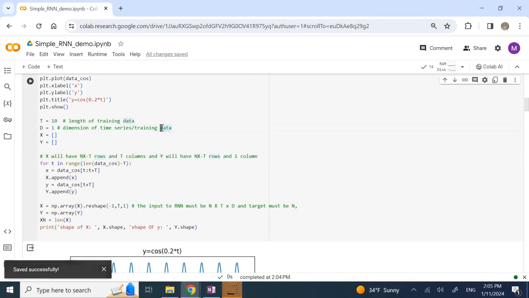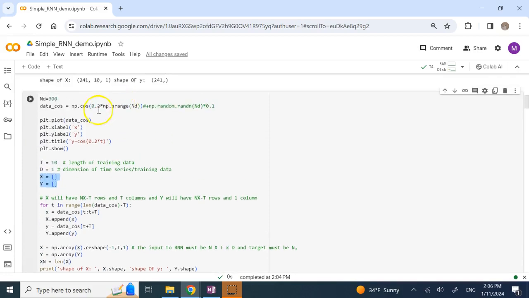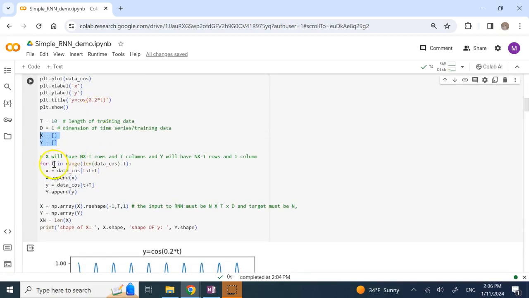prepare your data. And here I don't want to pass all of my 300 data points to my RNN. I just want to pass it every 10 data points. So I want to break it down into chunks of 10 data points, and using 10 values, I want to predict the 11th value. So what I do here, I use T of 10, and in this case, I only have one dimension for input, so D is 1. And the training data, I start with X and Y empty, okay?